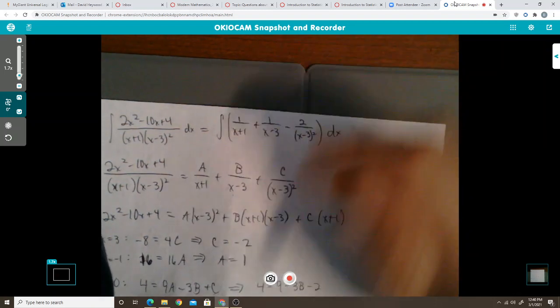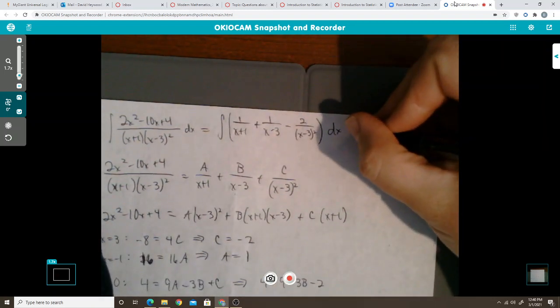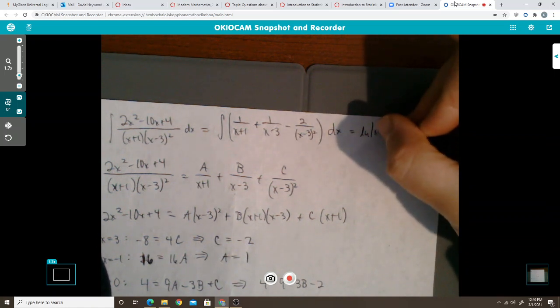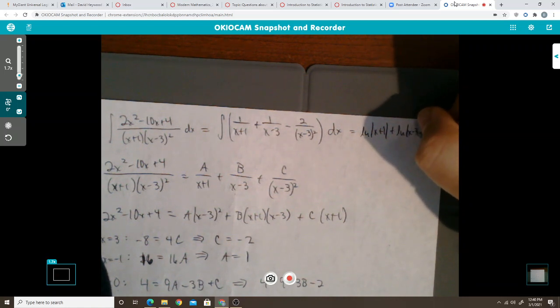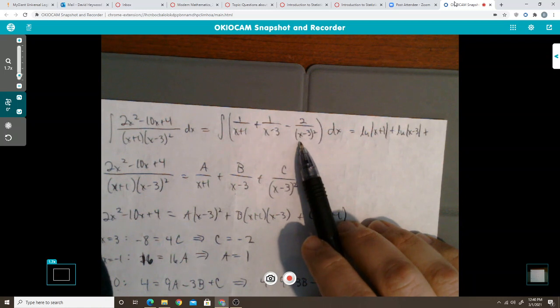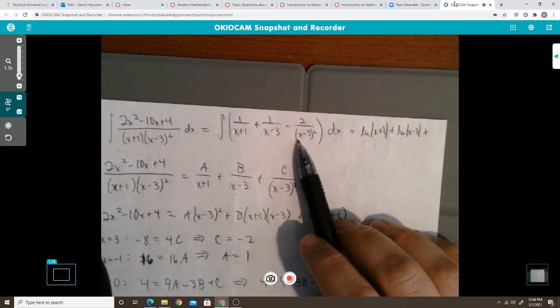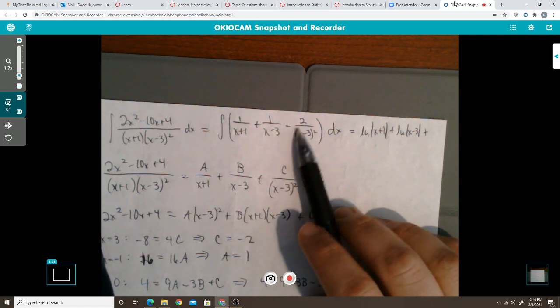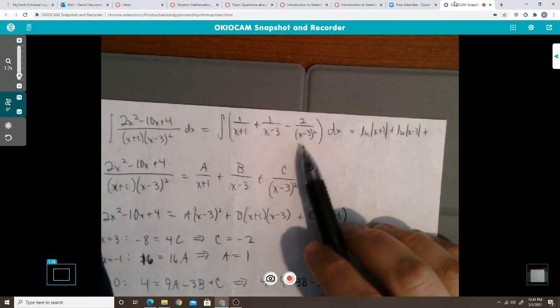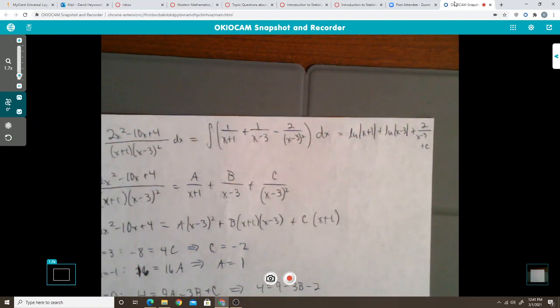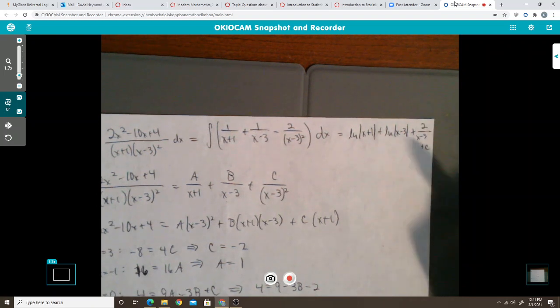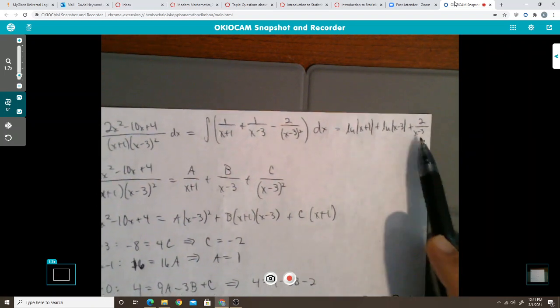One thing that I will say is that as far as the natural logs are concerned, you're going to get ln of absolute value of x plus 1 plus ln of absolute value of x minus 3 plus, what is this even going to be? It's like 2 times u to the negative 2, so it's going to be 2u to the negative 1 times negative 1, so it's going to be plus 2 over u, where u is x minus 3, so plus 2 over x minus 3, plus c, something like that. I could be wrong about this last term because I was kind of doing it in my head, but I think this is what you end up with.